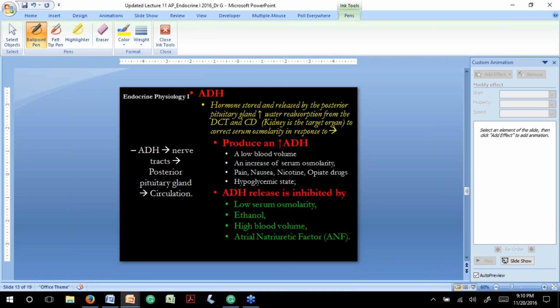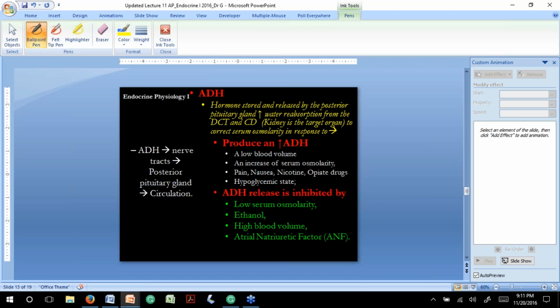All right, so let's go into the ADH, the antidiuretic hormone. This antidiuretic hormone is secreted and stored in the posterior pituitary gland.